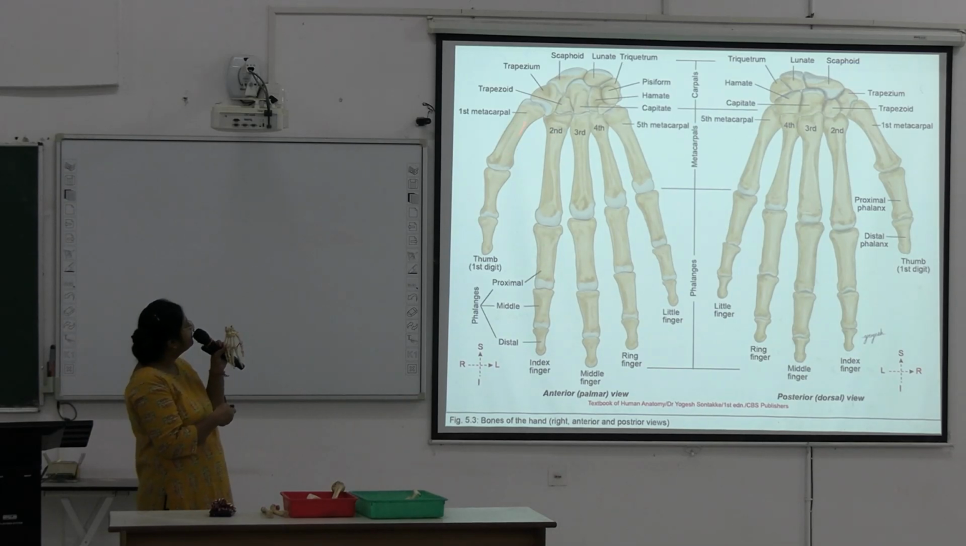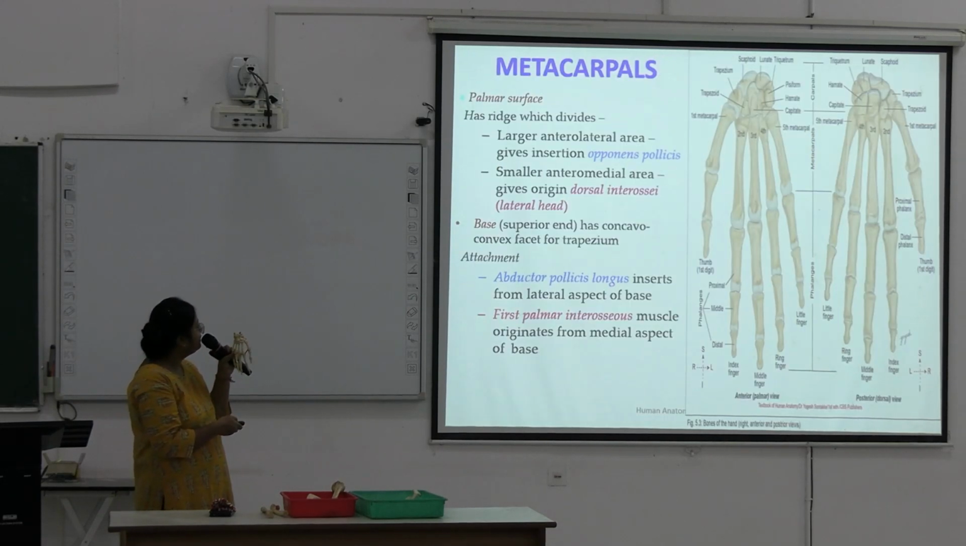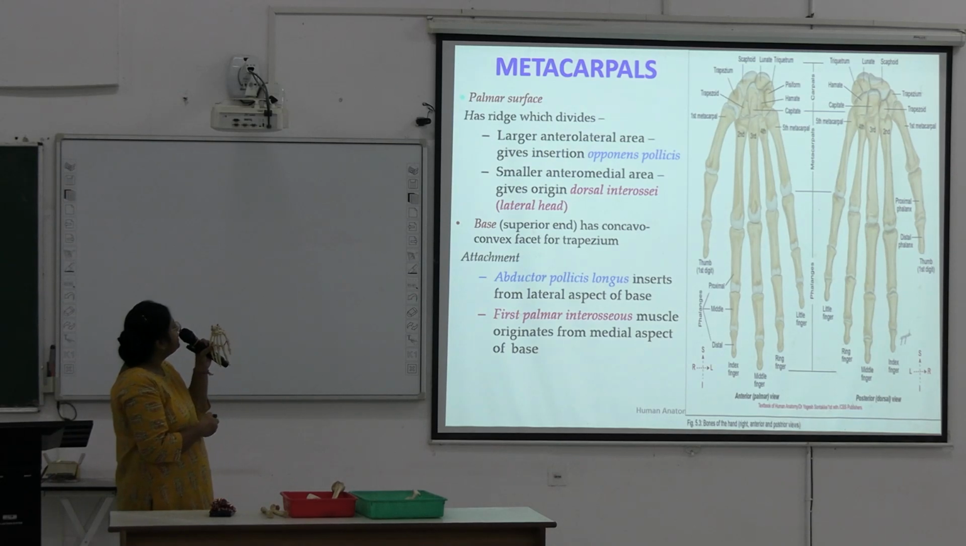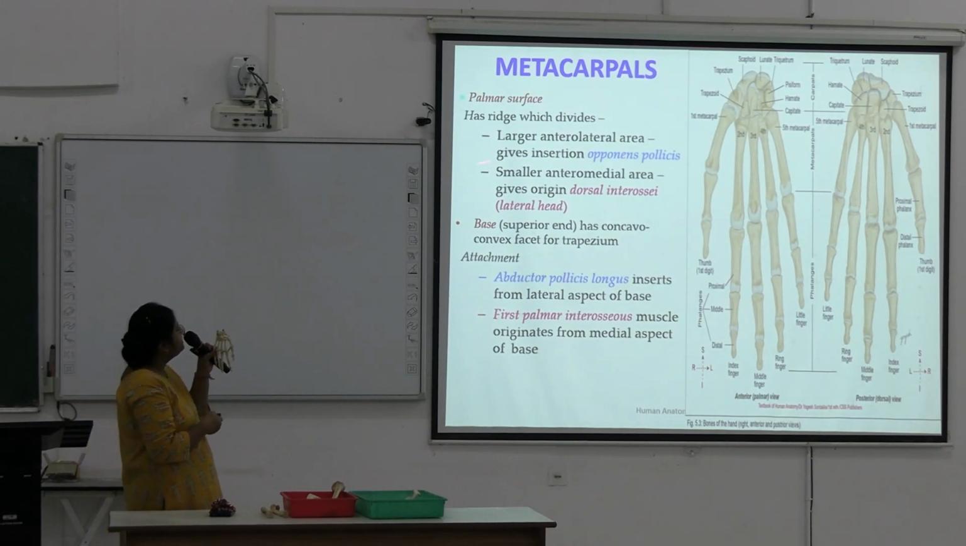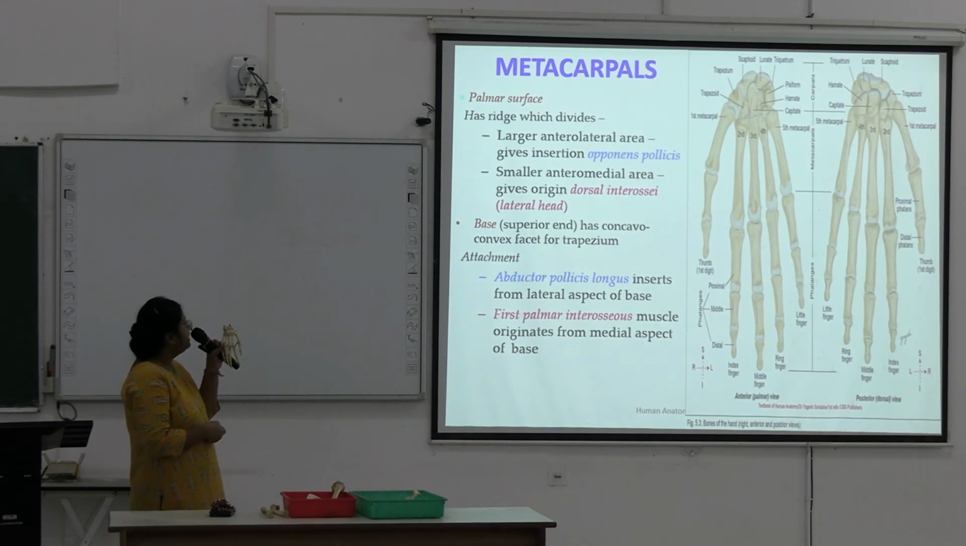See here, this is the first metacarpal, shortest and stoutest, and rotated 90 degrees, compared with the second, third, fourth and fifth metacarpals. Its palmar surface has a ridge which divides it into a larger anterolateral area, which gives insertion to opponens pollicis, and a smaller anteromedial area for origin of the lateral head of the dorsal interossei.